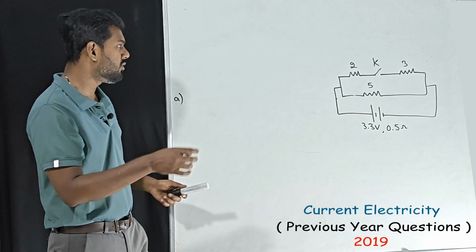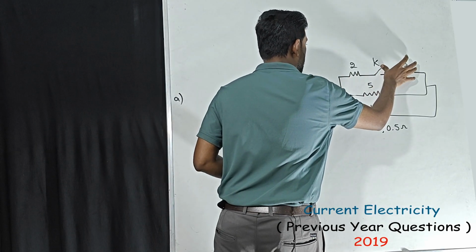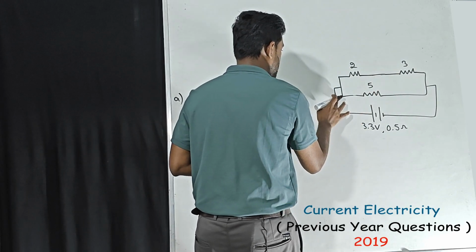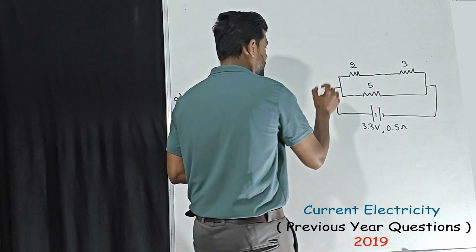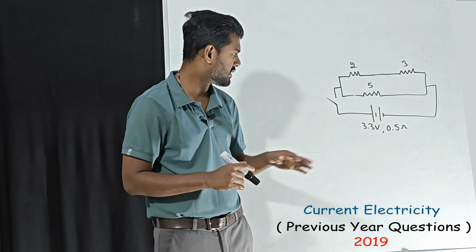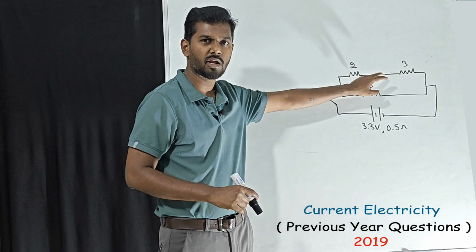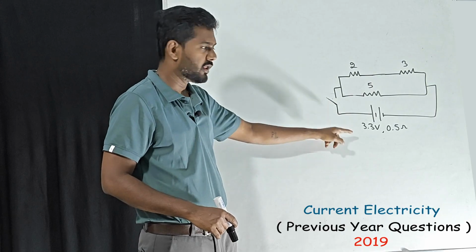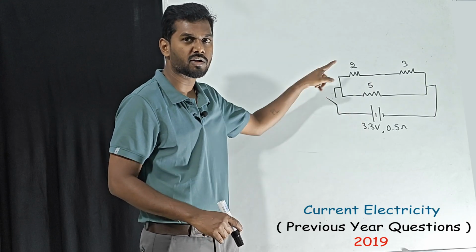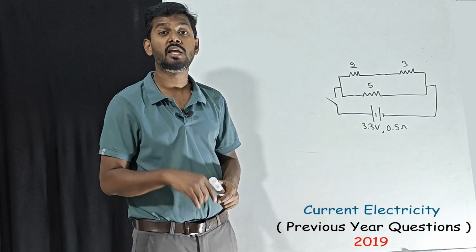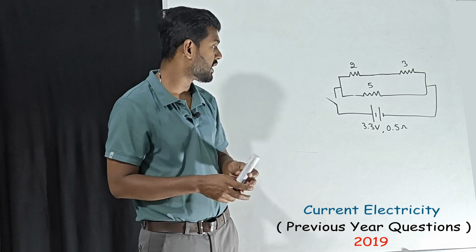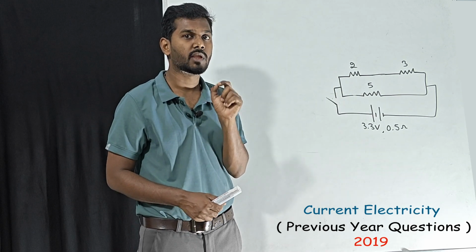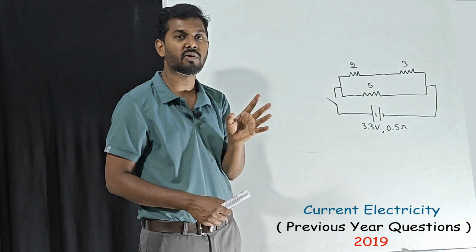Now listen, assume the key is not here, assume the key is somewhere here. This is one hypothetical situation. According to the diagram, the key was here. I have changed the position. Now if the key is here, when it is open, the current will not enter. When the current is not entering the circuit, the resistance will be infinity. The answer will be infinite resistance.